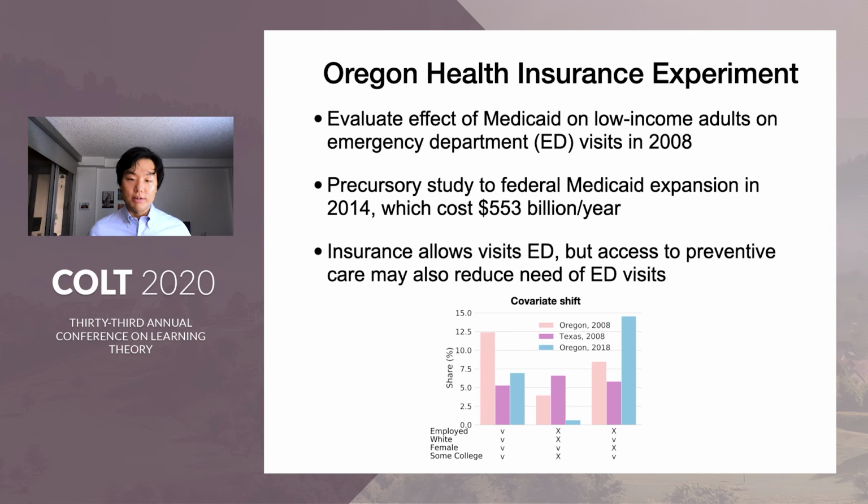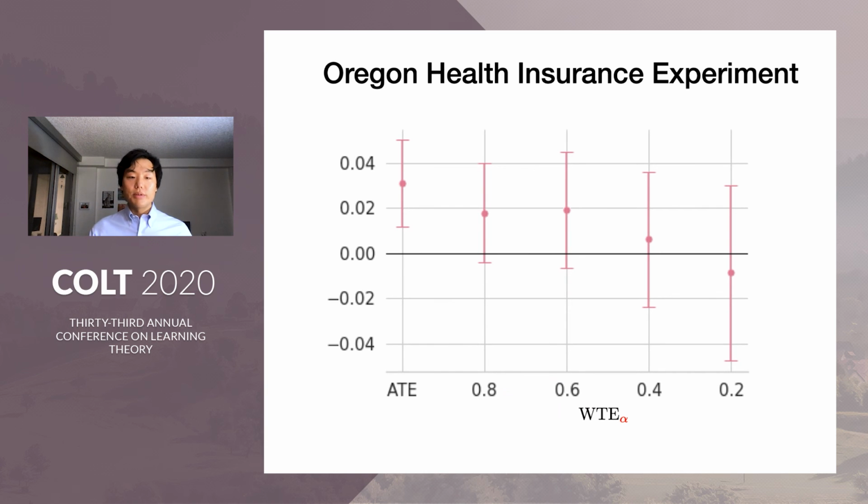Just to recap, this plot illustrates how the demographic proportions can vary significantly over different states and even temporally in the same state. Okay, so in this plot, we're plotting the estimates of the ATE and the WT for different values of alpha. And we're also plotting the 95% confidence intervals. So we see that the ATE estimate is positive and statistically significant, and this aligns with findings from previous studies. But these average case results fail to be significant, even on subpopulations that comprise 80% of the data.